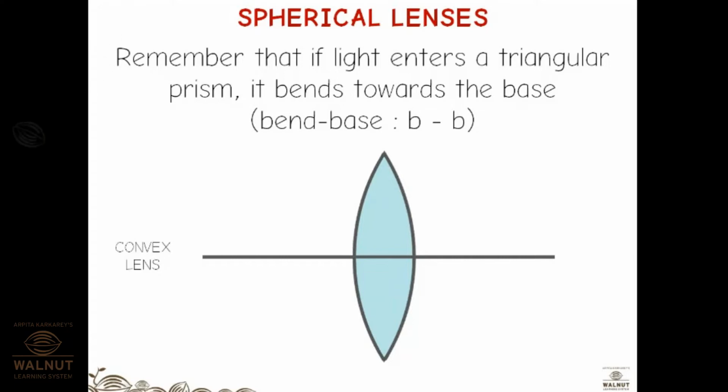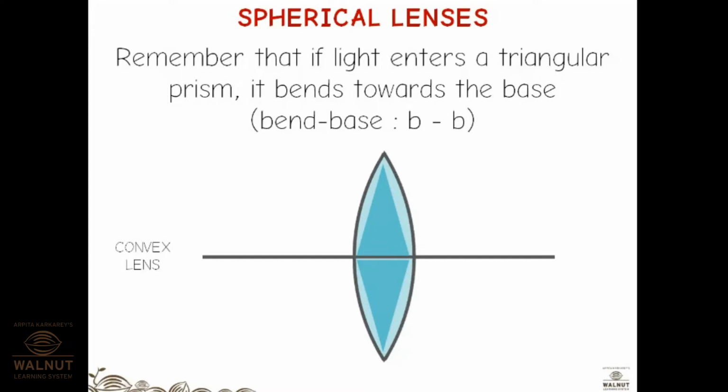A rainbow, colored refraction, do you see? Yes, VIBGYOR. So, if you remember, if the light enters a triangular prism, now this is not a white light, it's just a single beam of light. If you are trying a beam of light, it will bend towards the base.